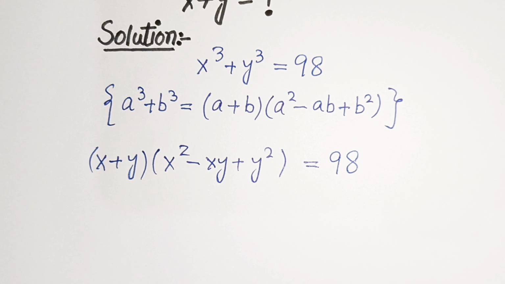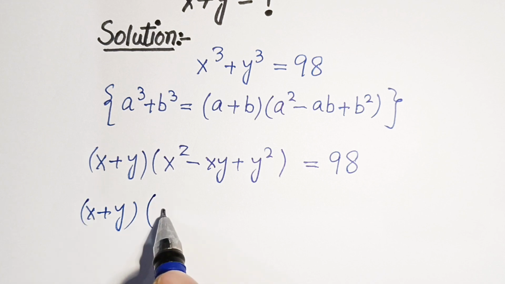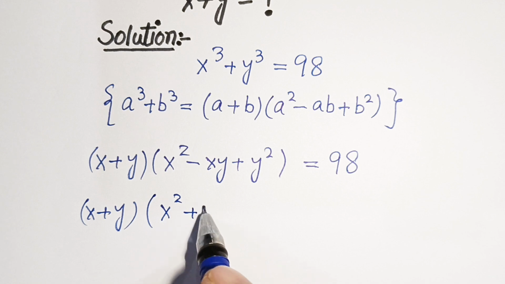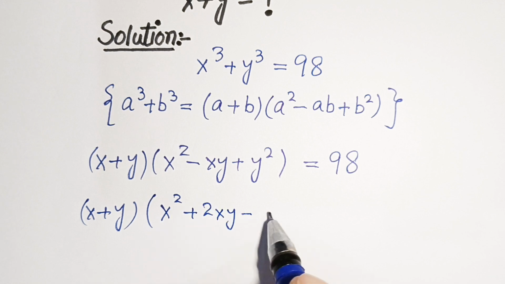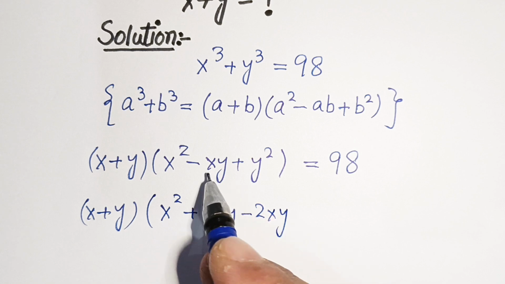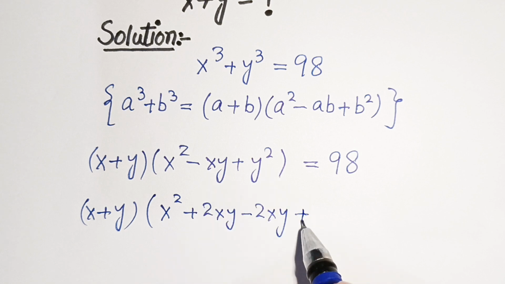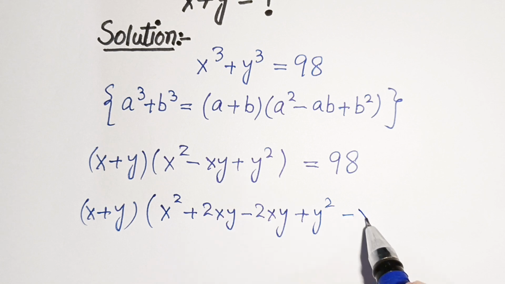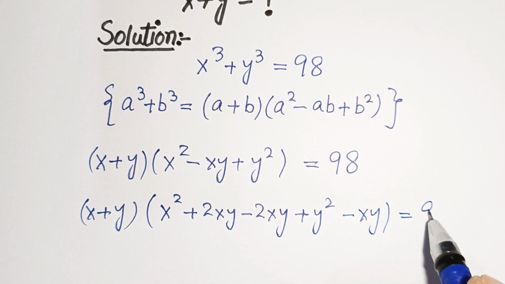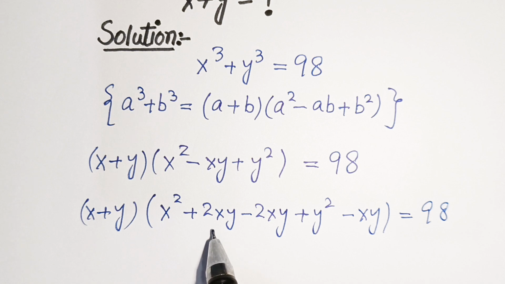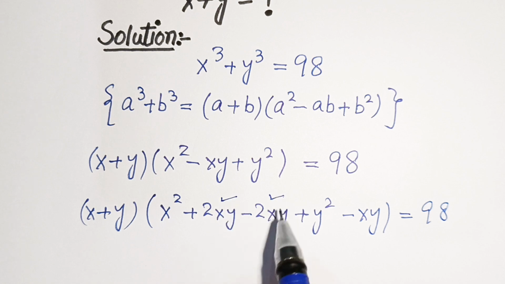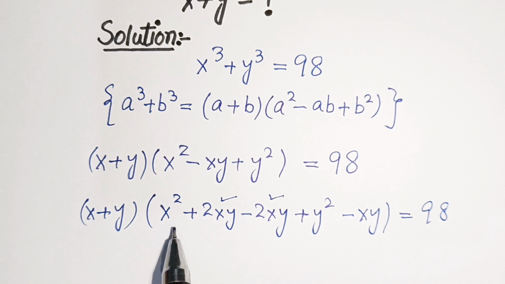Here we can write x plus y times, if we add and subtract 2xy, so x squared plus 2xy minus 2xy, and here we have plus y squared and minus xy is equal to 98. Here we just add and subtract 2xy, so if we cancel there will be no issue, because x squared plus y squared minus xy remains the same.